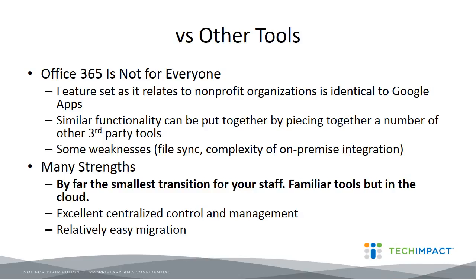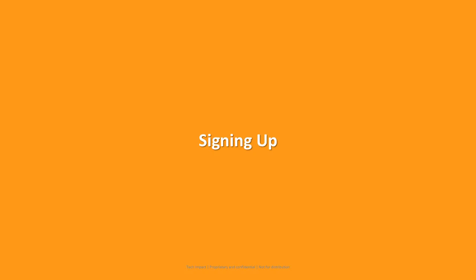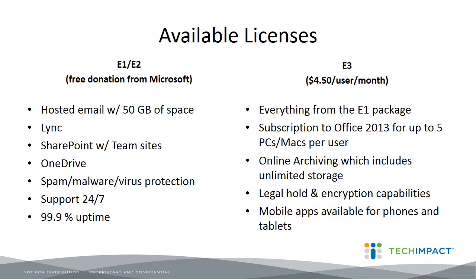Okay, so we're just going to do a little bit about signing up. This is a very important slide. There are 2 licenses available to nonprofit organizations. Sooner or later Microsoft is going to make the professional licenses available. They'll be like P1, P2, P3. Don't do those. Those are not the right ones for you. There's no way to migrate from the professional to the enterprise. So make sure you do the enterprise licenses.